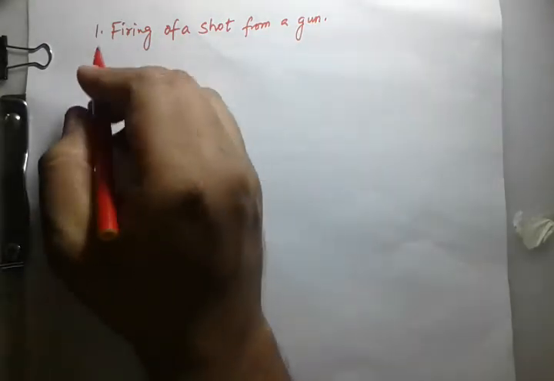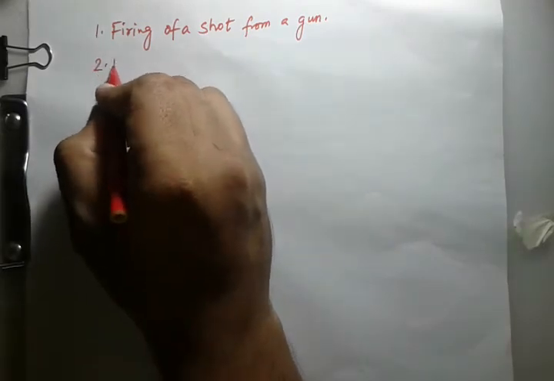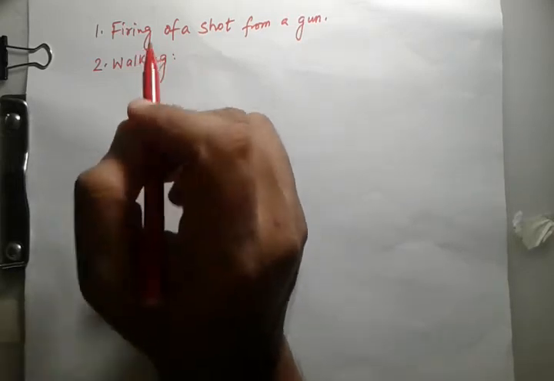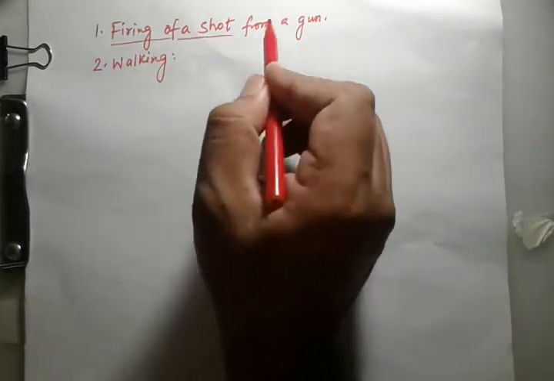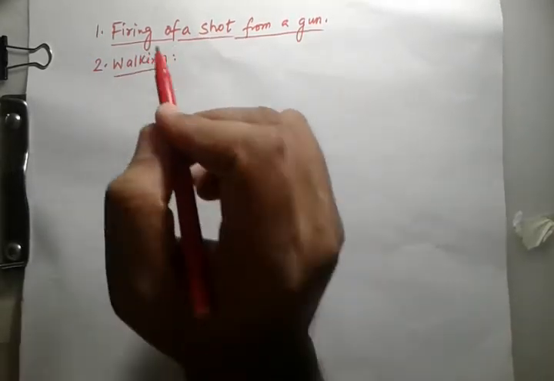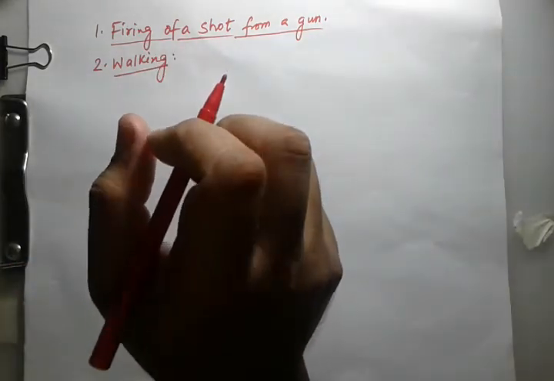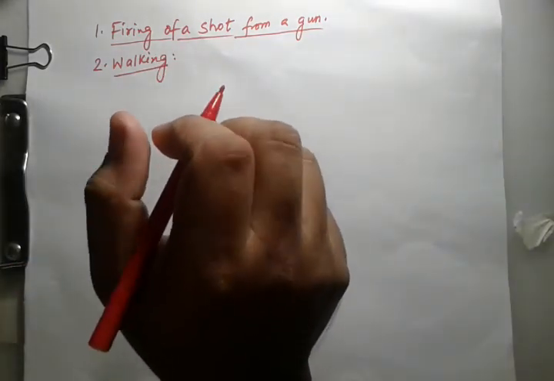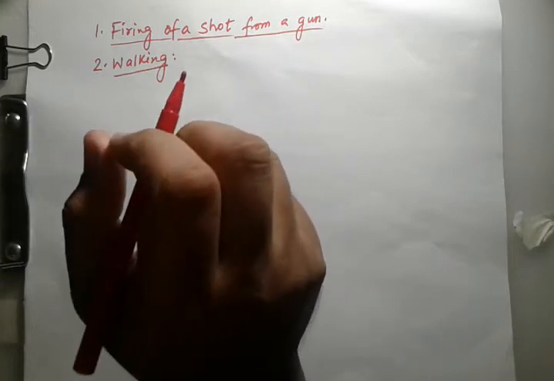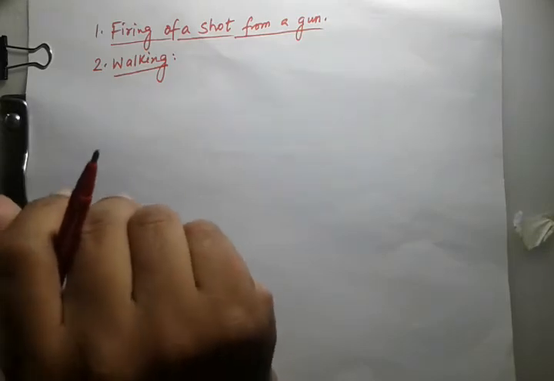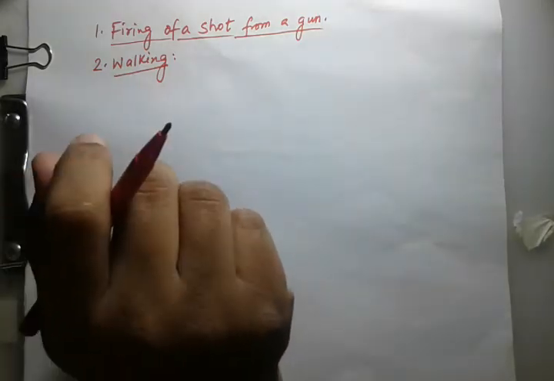Now the next one is walking. So what happens at the time of walking? What is the action? When we walk on the ground, our foot pushes the ground backward. You always observe that when we walk, we apply an inclined force on the ground. That is called the action force.